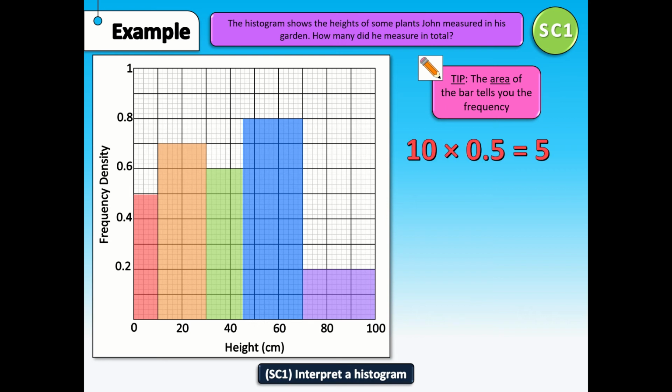So we can see the red bar has a height of 0.5 and it goes from 0 to 10. That means it's got a width of 10 and a height of 0.5. So the area would be 5. 10 times 0.5.